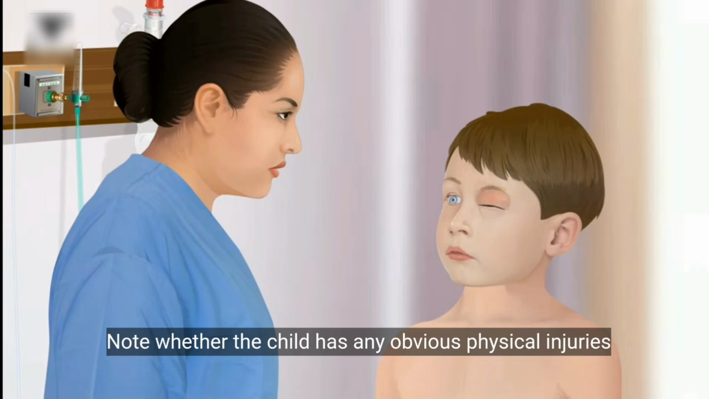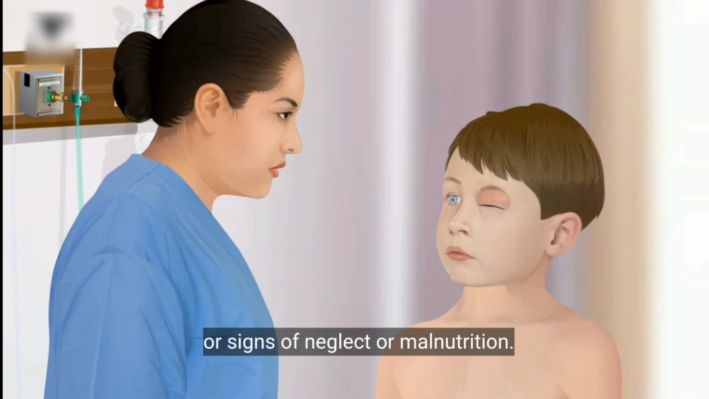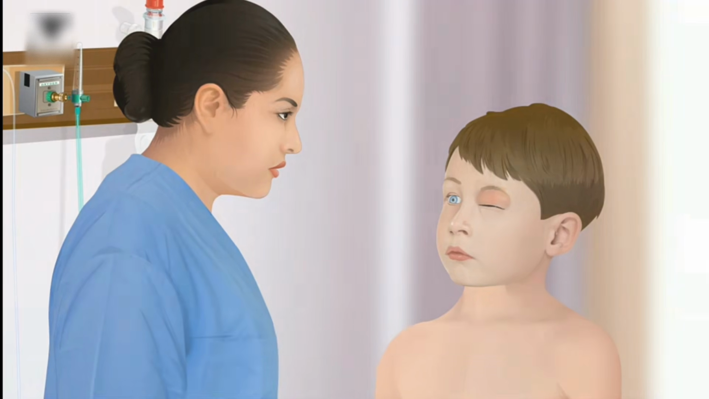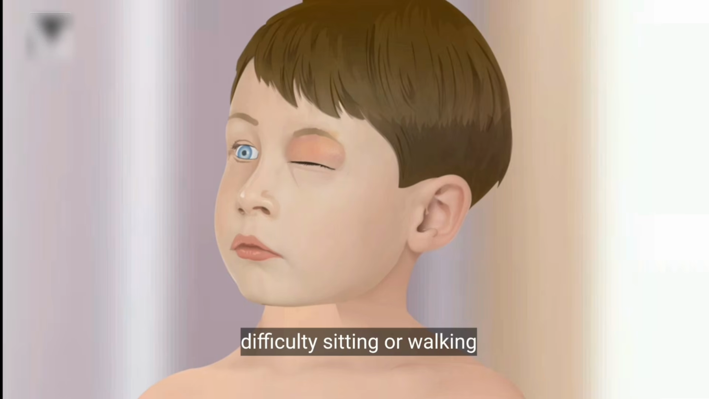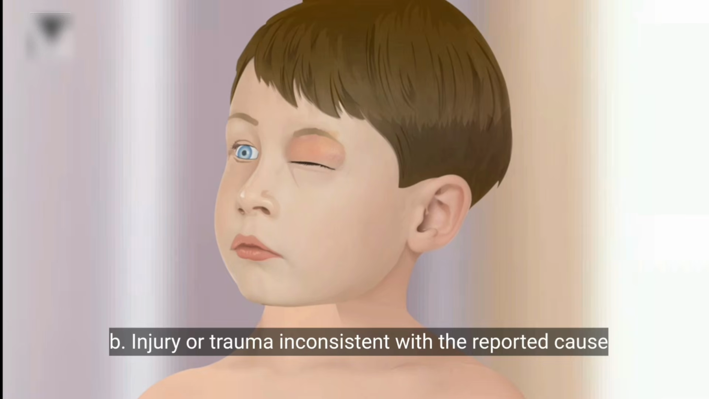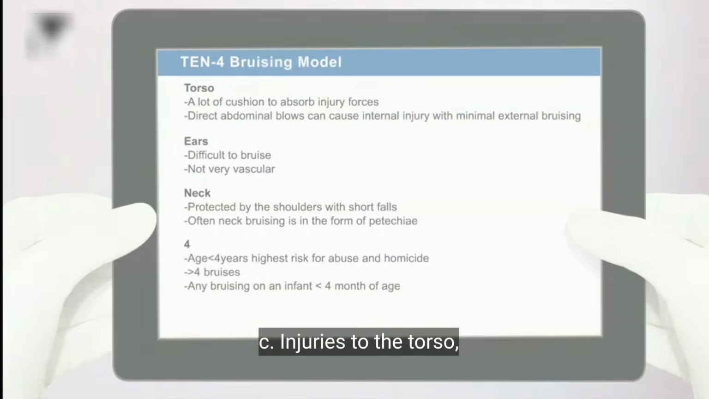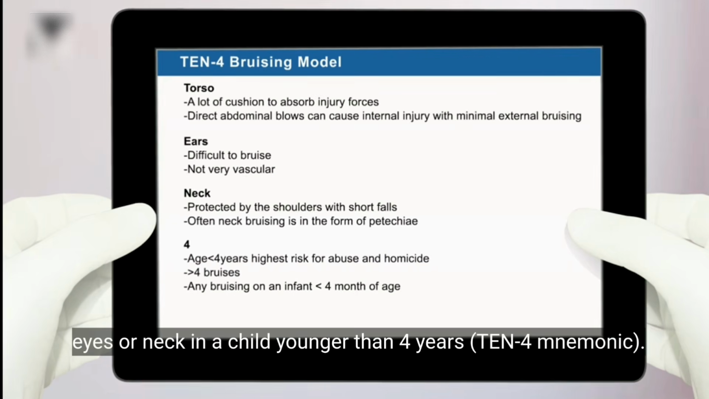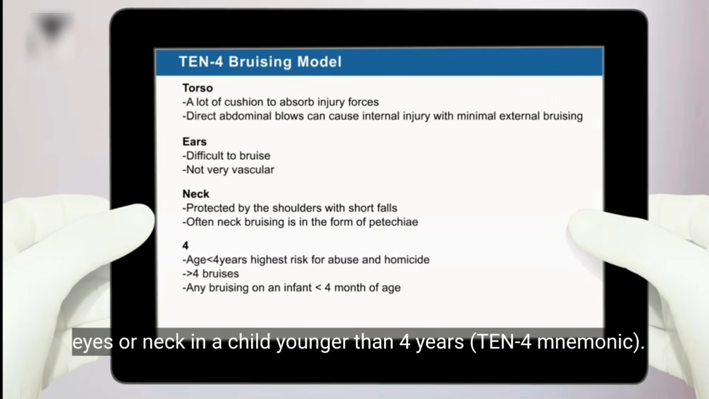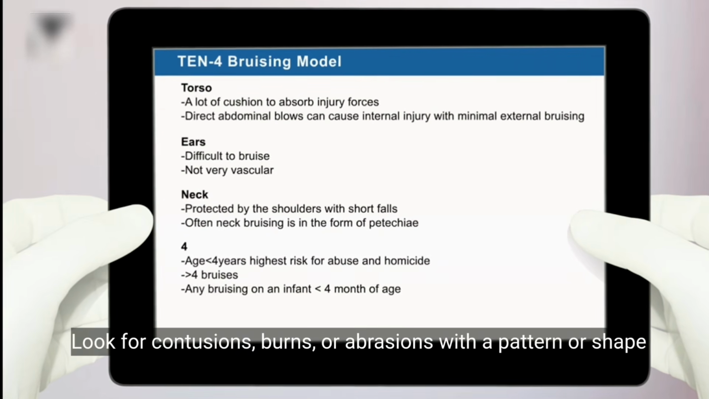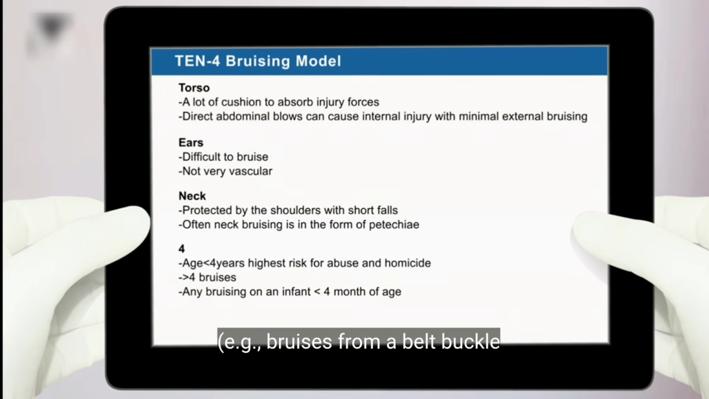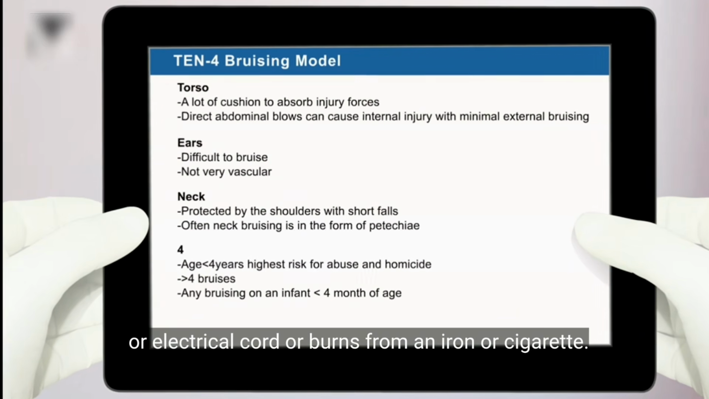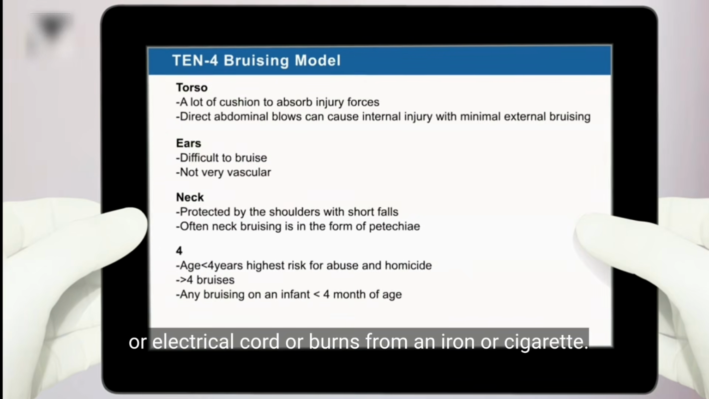Note whether the child has any obvious physical injuries or signs of neglect or malnutrition. Blood on underclothing, pain in the genital area, difficulty sitting or walking. Injury or trauma inconsistent with the reported cause. Injuries to the torso, eyes, or neck in a child younger than 4 years. TEN-4 mnemonic. Look for contusions, burns, or abrasions with a pattern or shape. For example, bruises from a belt buckle or electrical cord, or burns from an iron or cigarette.